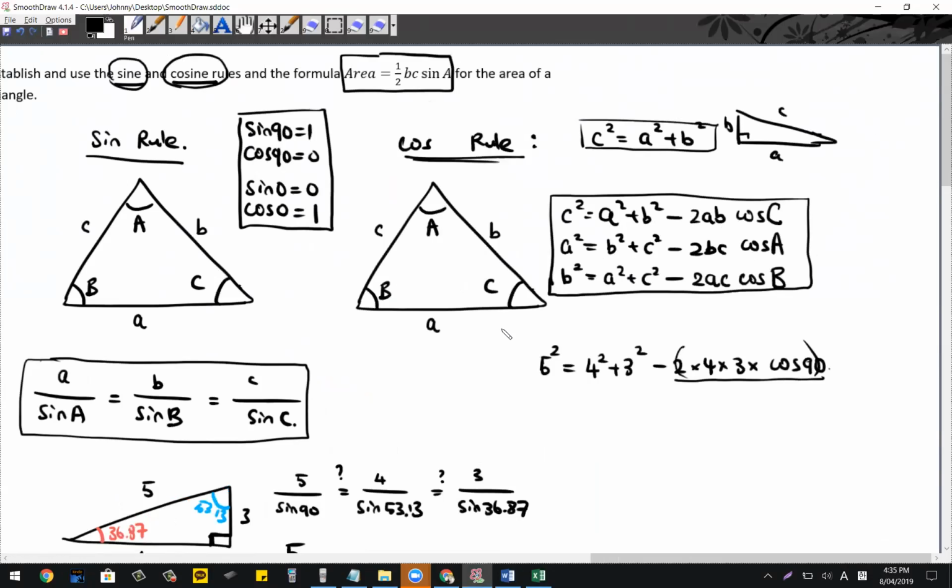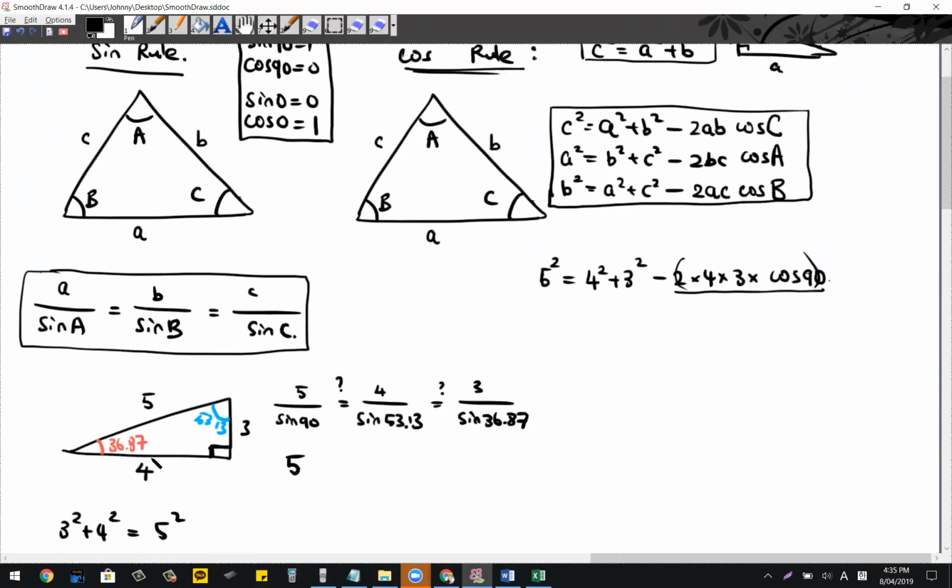Coming back to this one here. You see that? And it works. 5 squared equals 4 squared plus 3 squared, so it's working. Now let's try 4 squared. So 4 squared is 5 squared plus 3 squared minus, of course this wouldn't work by itself, but with the 2, 5, 3, so this 5 here, this 3 here, okay? And then times cosine of how much? It'll be 53.13.